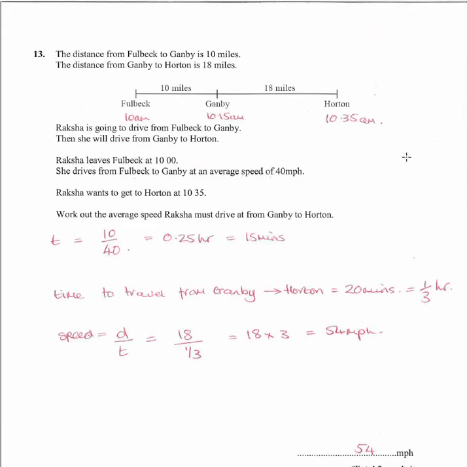Okay, now this is one of these questions that actually isn't as difficult as it looks, and I really recommend you put the information that they give you onto the table and help you work it out. So the distance from Fulbeck to Ganby is 10 miles, and then from Ganby to Horton is 18 miles. And she's going to drive from Fulbeck to Ganby, and then she's going to drive from Ganby to Horton. And she's going to leave here at 10 o'clock.